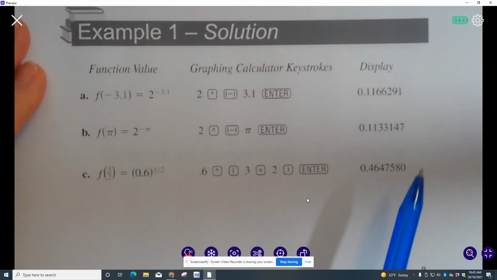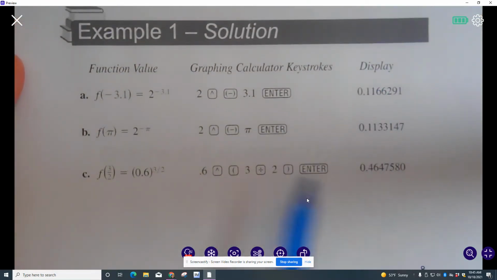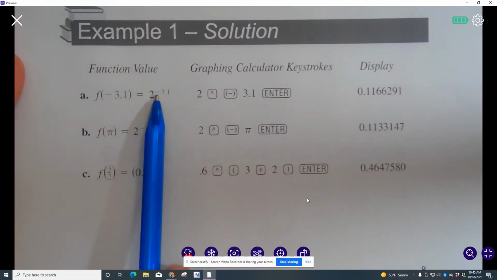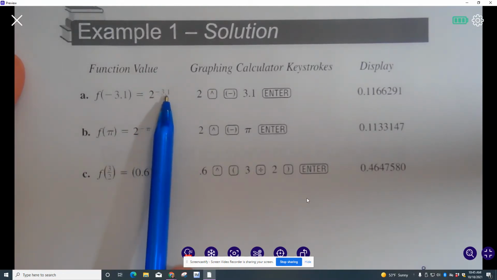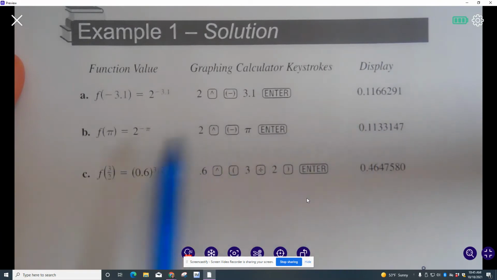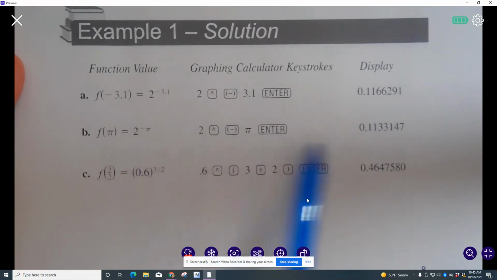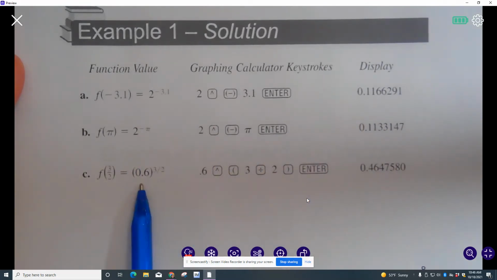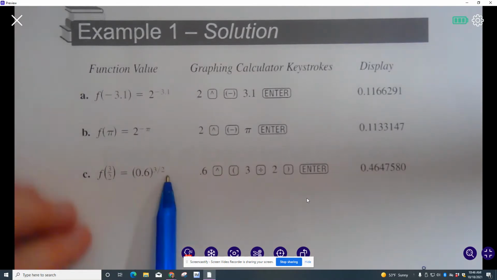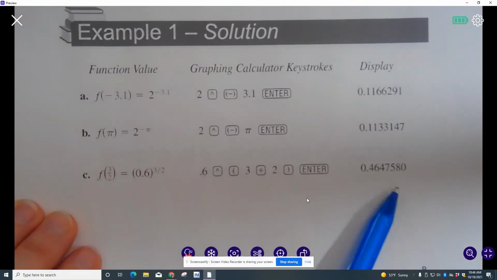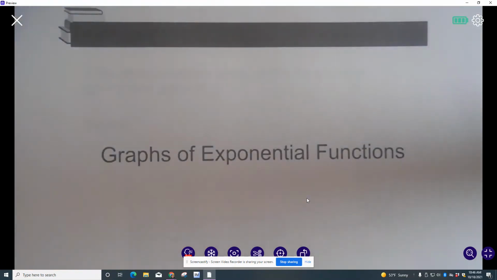And these are the answers you should get. So 2 to the power of negative 3.1, you should get that. 2 to the negative pi, you should get that. 0.6 to the 1.5 or 3 over 2, you should get that. So again, pause the video, practice punching these in your calculator, make sure you're getting the right answers. So when you go to do your homework, you get those correct.